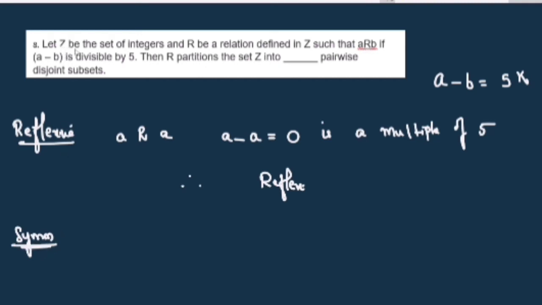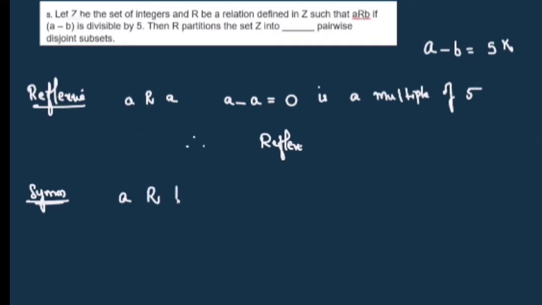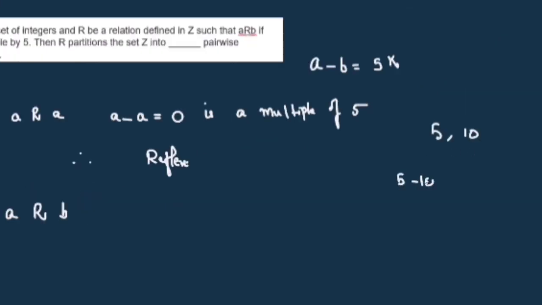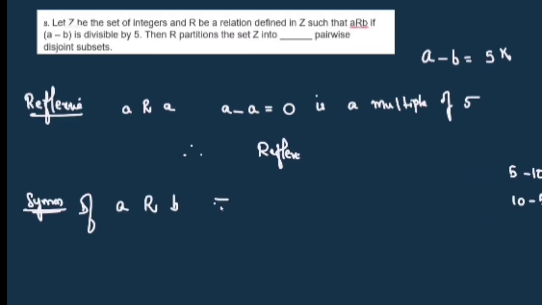This is the given set of integers. Suppose you take 5 and 10. If A is related to B, if 5 minus 10 is divisible by 5, then 10 minus 5 is also divisible by 5. Both are integers. So if A is related to B, then B is related to A also. Therefore it is symmetric. It is transitive also.